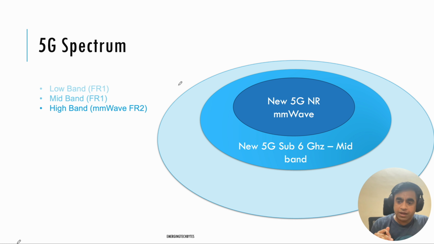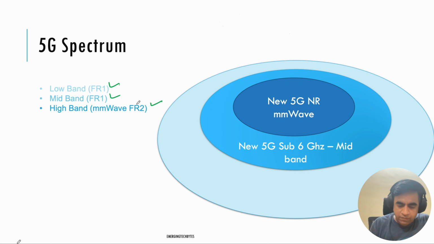But at a high level, the 5G spectrum range is divided into these three ranges: lower band, mid band, and high band, right? So how does this matter? How does it matter for an enterprise? How does it matter for a service provider, right?